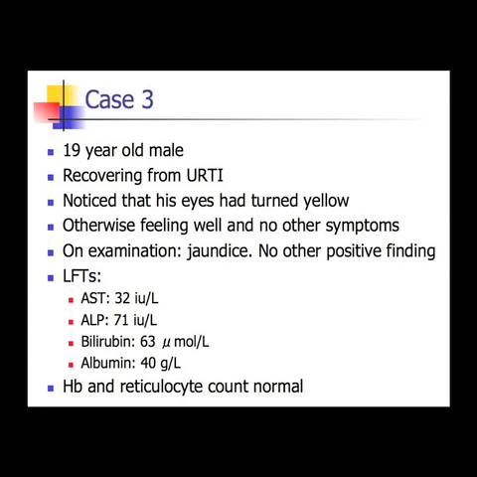This is quite an interesting case because you go on to do the liver function tests and you find that the patient has got a raised bilirubin, but actually the rest of the enzyme levels don't seem to be affected. And maybe you might be wondering about hemolysis at this stage because the AST and ALP are normal. However, in this case, the hemoglobin and the reticulocyte count is normal. You would expect the hemoglobin to go down and reticulocytes to go up.